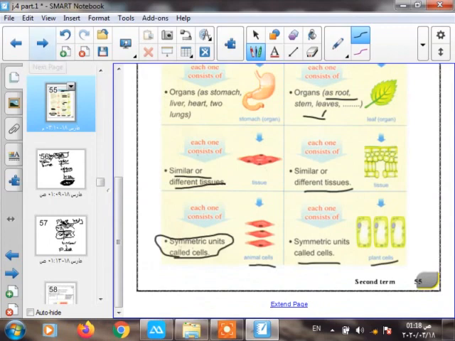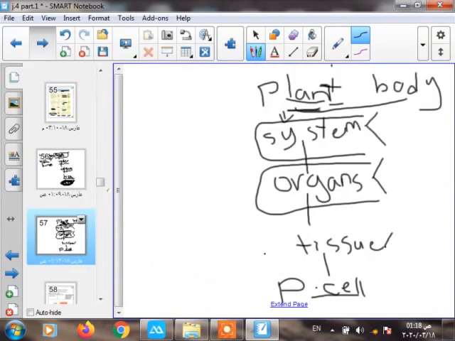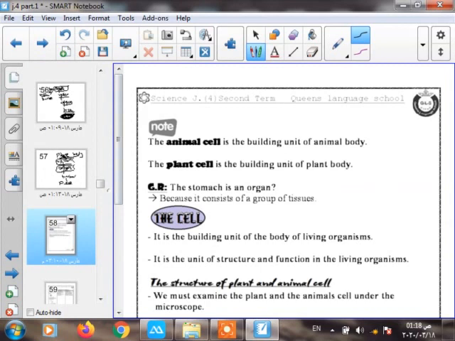So what is the meaning of animal cell and plant cell, and what is the meaning of the cell at all? Animal cell is the building unit of the animal body, but the plant cell is the building unit of the plant body. We make it as a song. Animal cell is the building unit of animal body, but plant cell is the building unit of plant body.